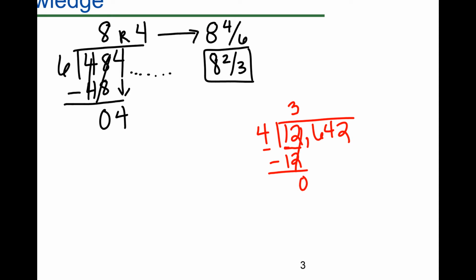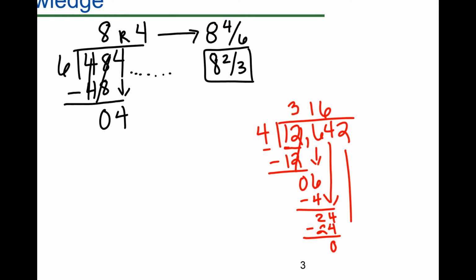That cancels to give you 0. 4 won't go into 0, so you bring down the next term. 6. Will 4 go into 6? Yes. 1 time. You notice I put the 1 above the 6, what I'm going into. So 4 times 1, that gives me 4. Subtract that off to give me 2. 4 won't go into 2, so you'd have to bring down the next term. 4 will go into 24 6 times, and so I say 4 times 6, that gives me 24. Subtract it off to give me 0, and then bring down the 2.